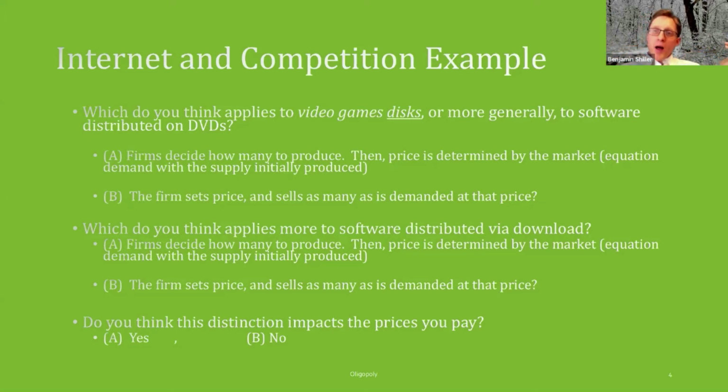Okay, so what does this imply? It implies that even if there's only two firms and there's barriers to entry and all that other stuff, if firms set prices and the products are identical and everyone buys from the firm with the lower price, you'll still get the case that price is equal to marginal cost.